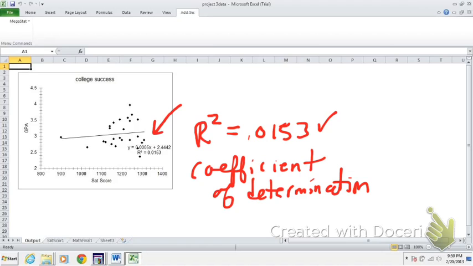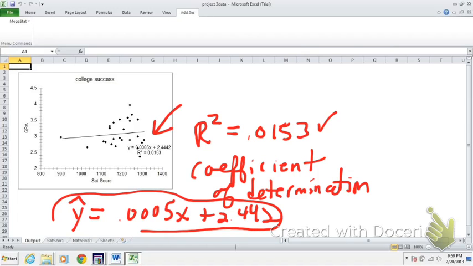Okay, and it's kind of hard to see because there's a dot over it, but you can see the equation of the least squares regression line, and so you would copy that. Sometimes we call that y hat. So that would be, it looks like, 0.0005x plus 2.442. Okay, and I believe we're going to be asked for that pretty soon in the lab as well.